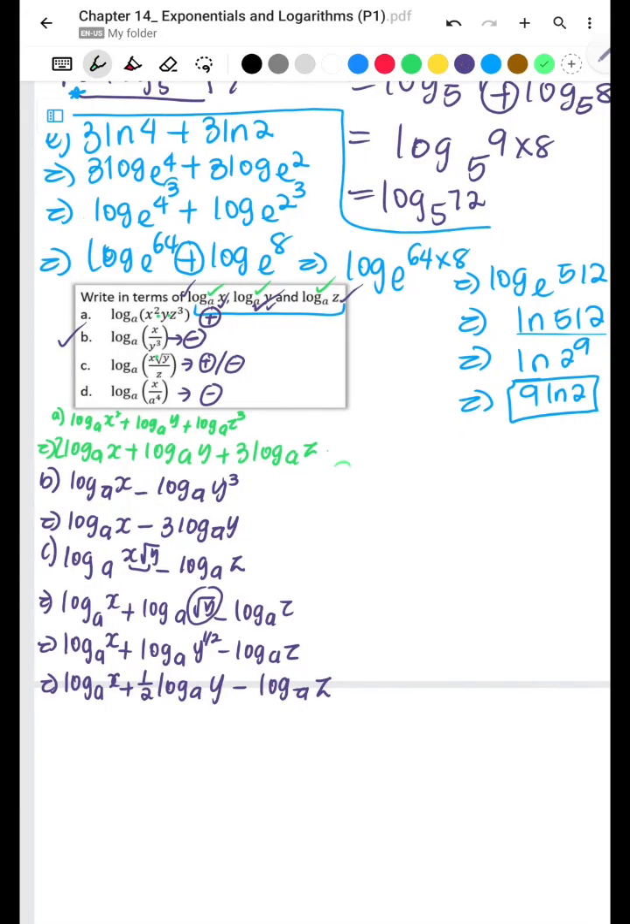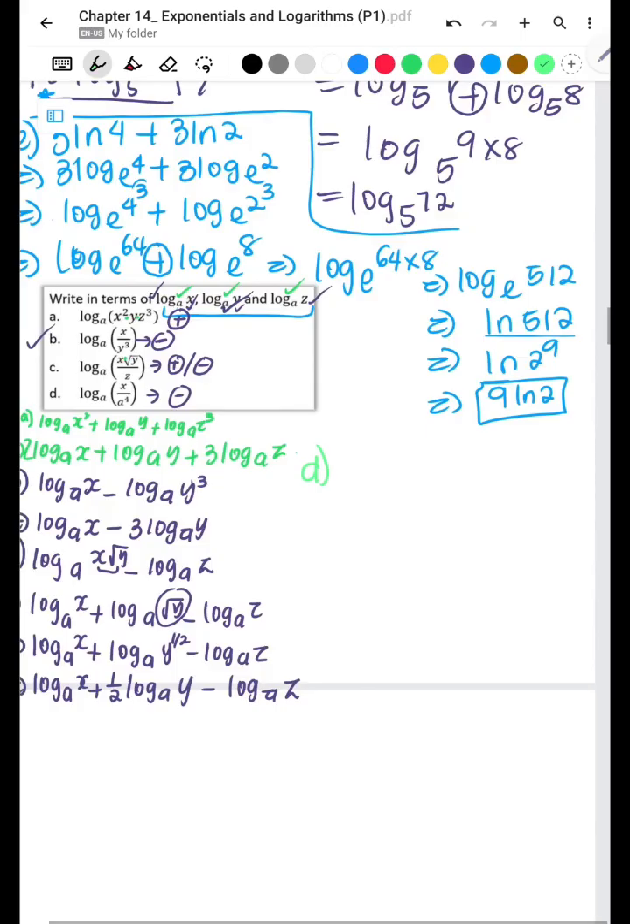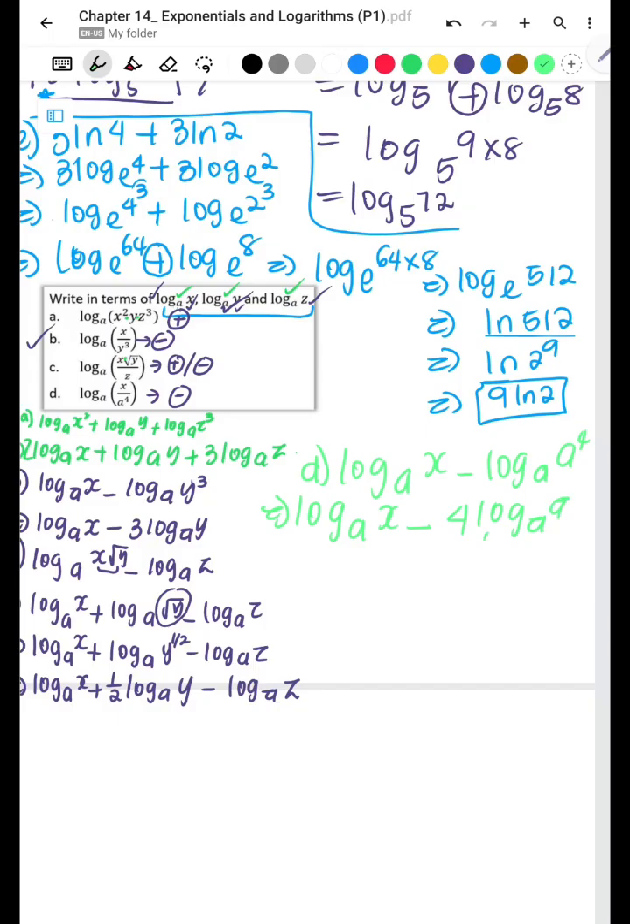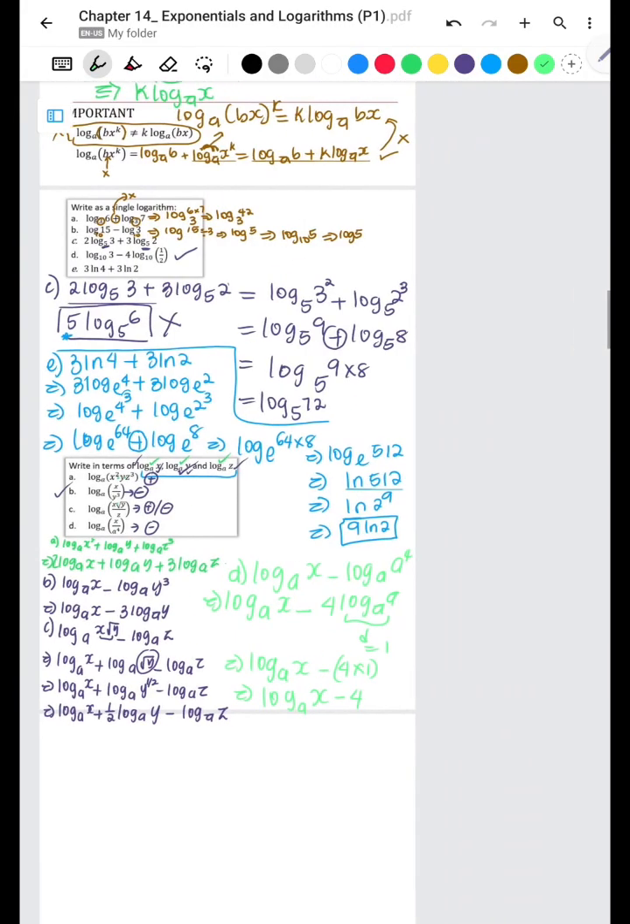For the last one, it's similar to what we've been doing. For my d part, I know this is just division, so that's subtraction. Log base a of x minus log base a of a to the 4. The law of logarithms is used here: log base a of x minus 4 log base a of a, and this means 1. That implies I have log base a of x minus 4 times 1, which is equal to log base a of x minus 4. So that's perfect.